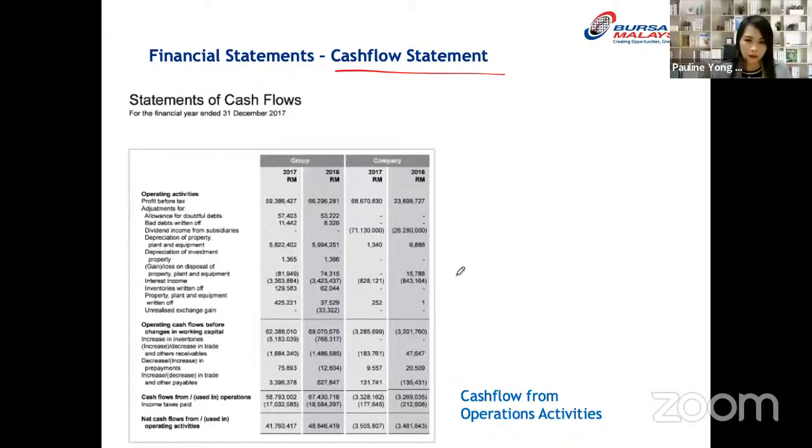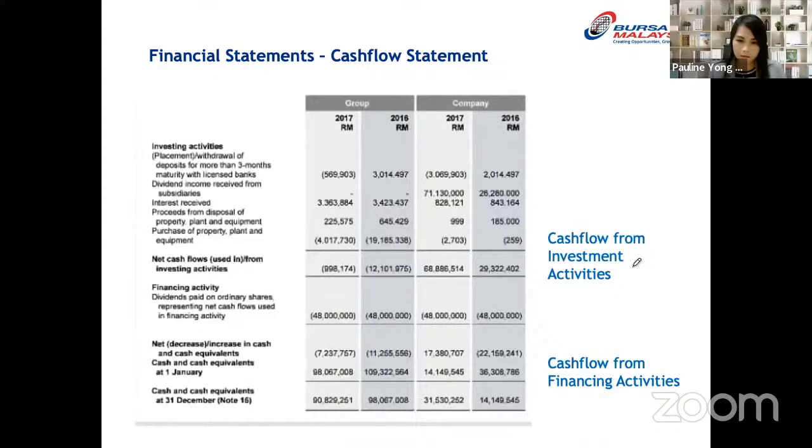So where can we see it? There are 3 sections here: cash flow from operations, cash flow from investment, and cash flow from financing. Which one is to see the money available for dividends? Which one?